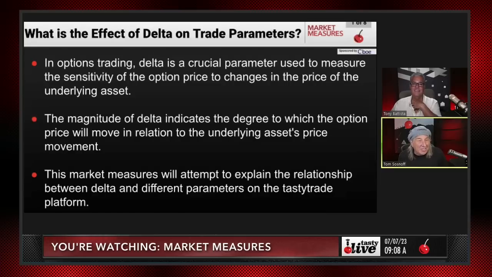In option trading, delta is a crucial parameter used to measure the sensitivity of the option price to changes in the price of the underlying asset. The magnitude of delta indicates the degree to which an option price will move in relation to the underlying asset price movement. We always like to just talk about delta as synthetic shares. That's all it is. So this market measure today will attempt to explain the relationship between delta and different parameters on the tastytrade platform. All right, let's go to the next slide.